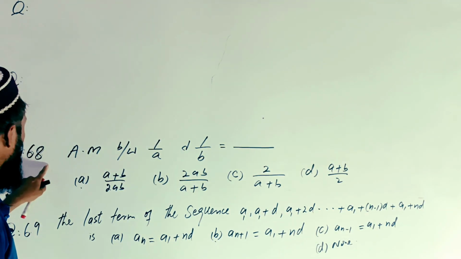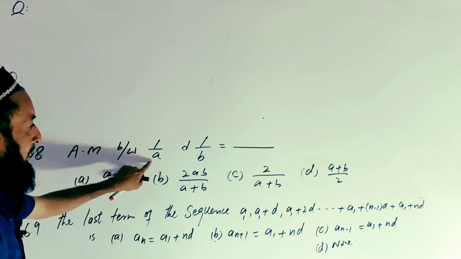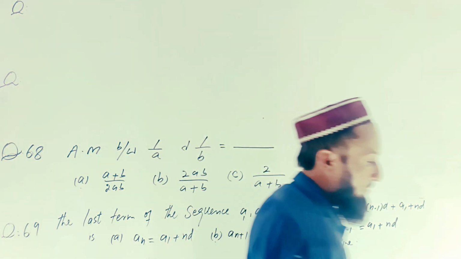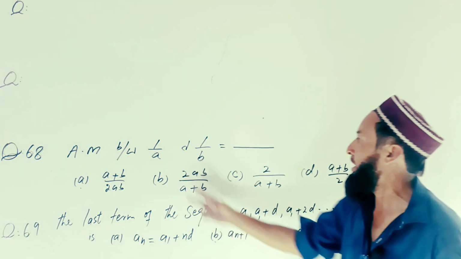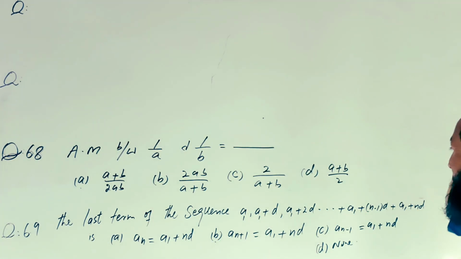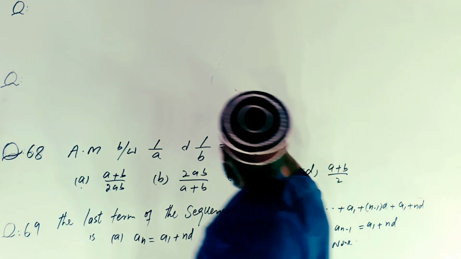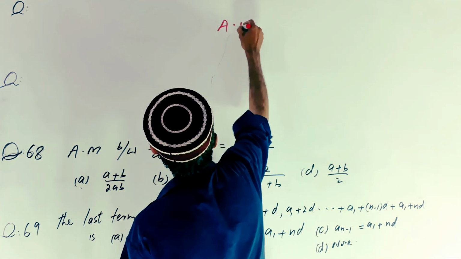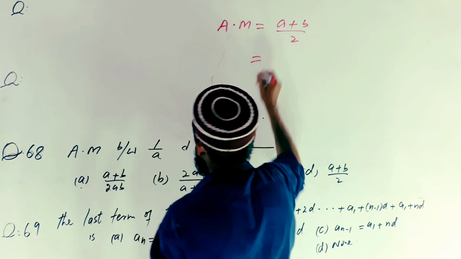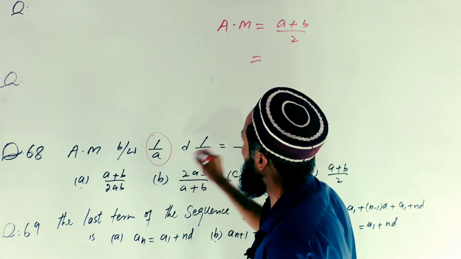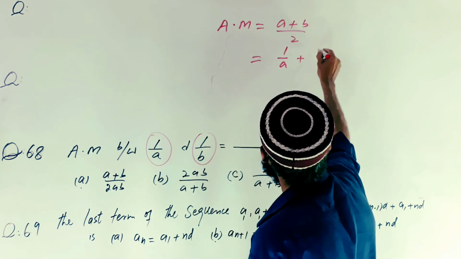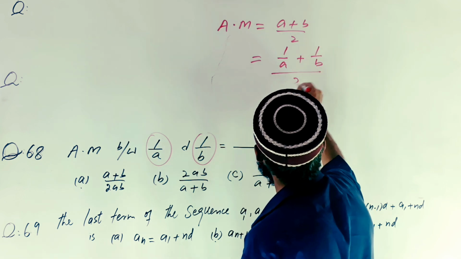Similarly, question number 68: the arithmetic mean between 1 over A and 1 over B is what? According to the formula, the arithmetic mean between two numbers is A plus B divided by 2. But here the numbers given are 1 divided by A and 1 divided by B, so we can write 1 over A plus 1 over B divided by 2.